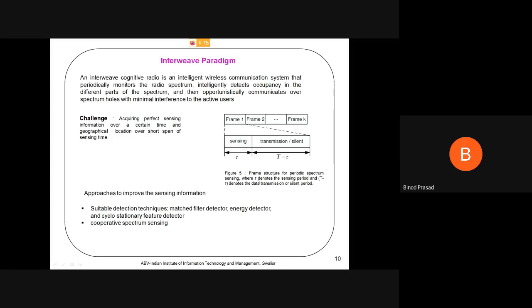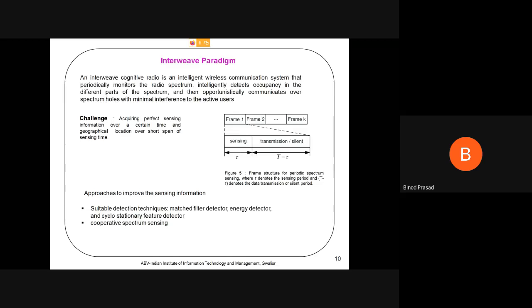There are a number of detectors to perform this sensing: energy detectors, waveform-based detectors, cyclostationarity-based detectors, and matched filter-based detectors. But out of these, energy detectors are mostly used, because they don't require any knowledge about the primary user, the PU. If knowledge about the PU is required, that is information the SU is supposed to know. If it doesn't require any information from the primary side, then it is simpler.